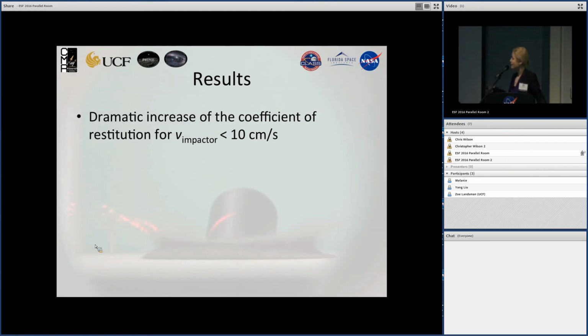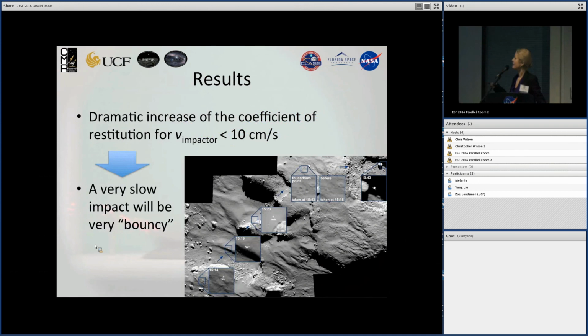So the results, as I showed, we have a dramatic increase of the coefficient of restitution for impact velocities lower than 10 centimeters per second. So if you have a very slow impact, you will have a very bouncy impact. Of course, we're impacting marbles into small trays of regolith. So I can't really say we told you so.